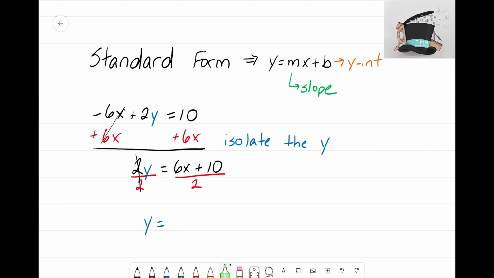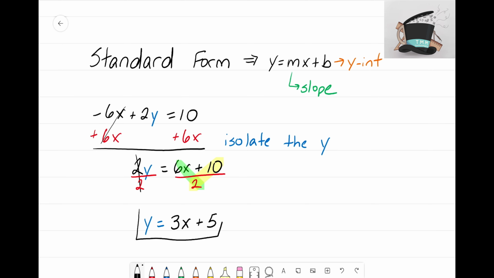So let's focus first on the 6x divided by 2. Well, 6x divided by 2 will turn into 3x. Now let's look at the other term on the right side. That is the 10 and the 2. And 10 divided by 2 creates a plus 5.